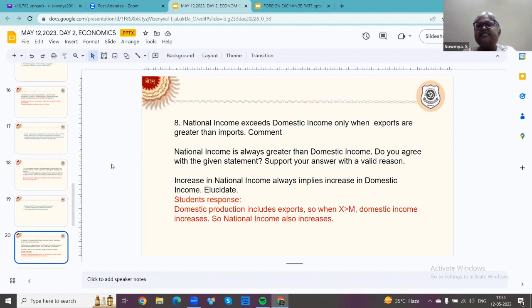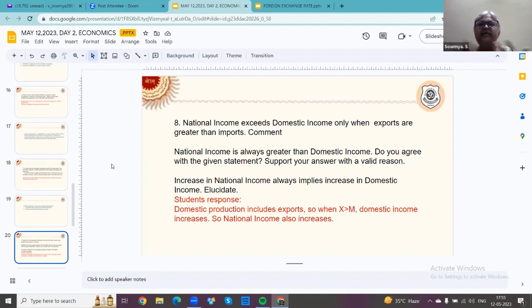National income exceeds domestic income only when exports are greater than imports, comment. And then they start thinking, what is domestic income? Okay, X minus M, they start answering. They miss out completely the second part. Actually, that is where the tip lies. National income is always greater than the domestic income. Do you agree with the given statement? Support your answer with a valid reason.